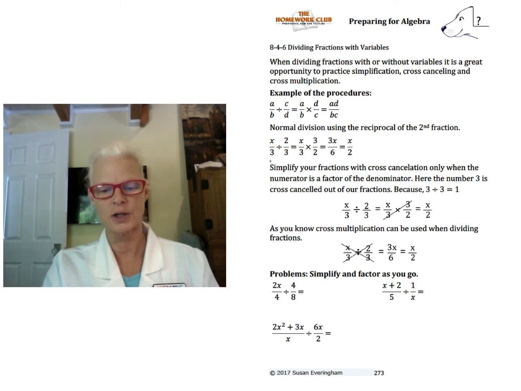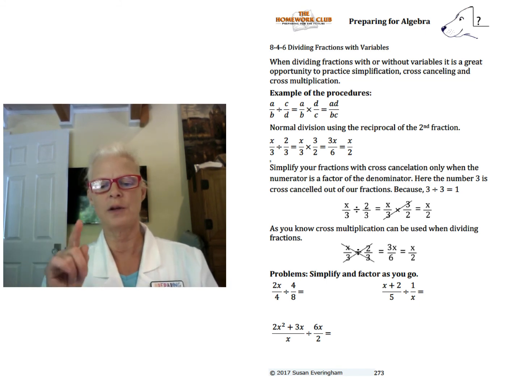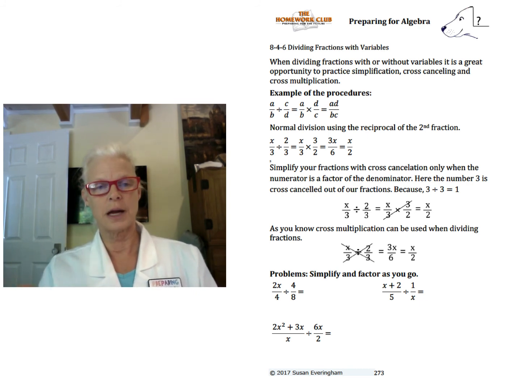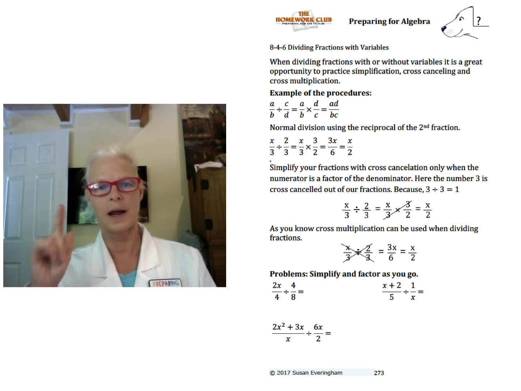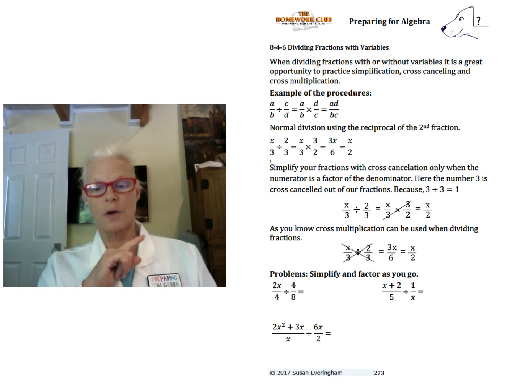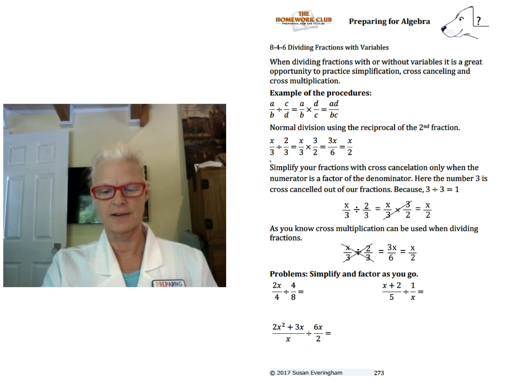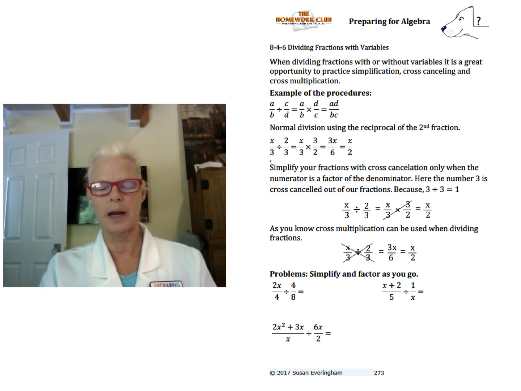So simplify your fractions with cross multiplication only when the numerator is a factor of the denominator. And here the number 3 is cross-canceled out of our fraction because 3 divided by 3 is 1. Remember that whole x over x is 1. This is where that comes into play again. As you know, cross multiplication can be used when dividing fractions, and it proves it here. So this is a really good page to understand. Go ahead and simplify and factor the next 3 problems, and then we will move on. All right, good luck.